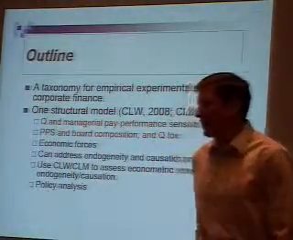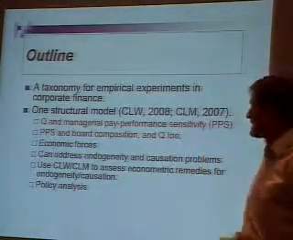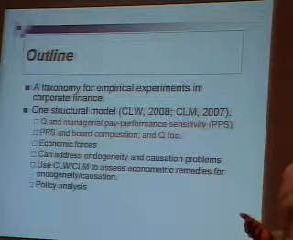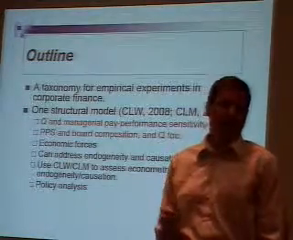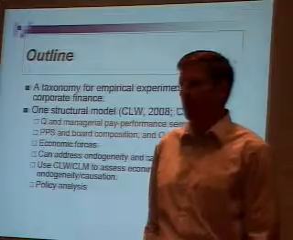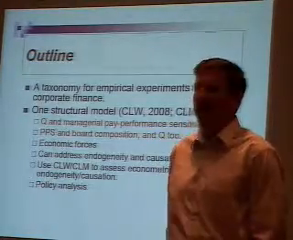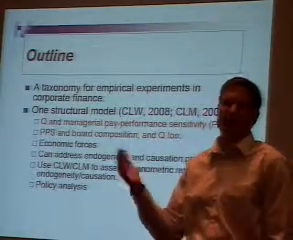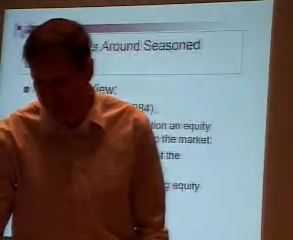Then we'll provide a taxonomy of empirical experiments in corporate finance, and we're going to focus on two specific canonical models, mainly the relationship between Tobin's Q, or firm performance, and managerial pay for performance sensitivity. And then we'll look at the interaction between managerial ownership and board structure within the framework of our model. Okay? So that's what we have.